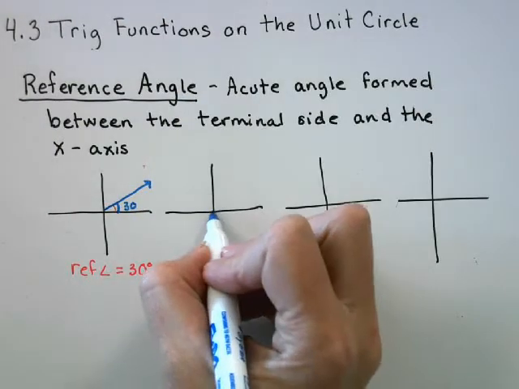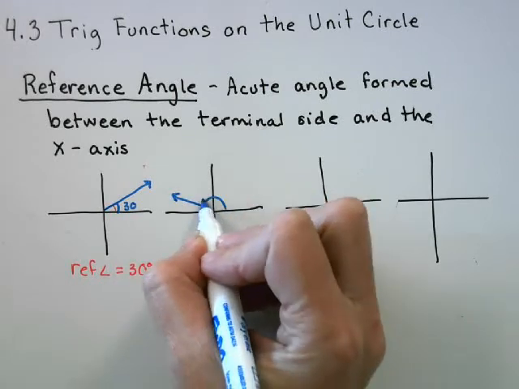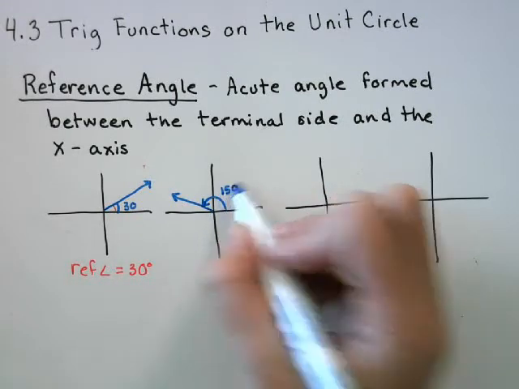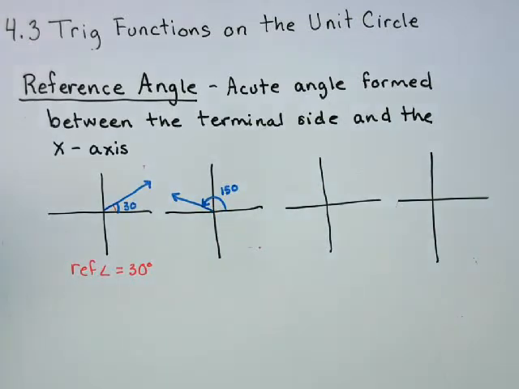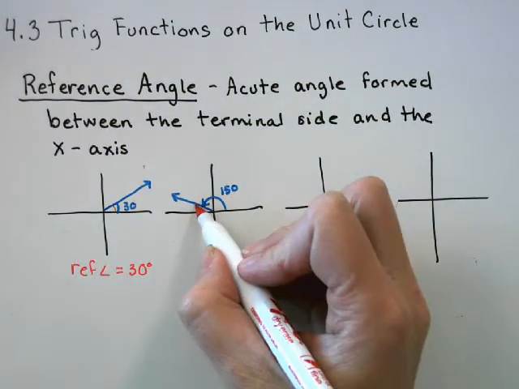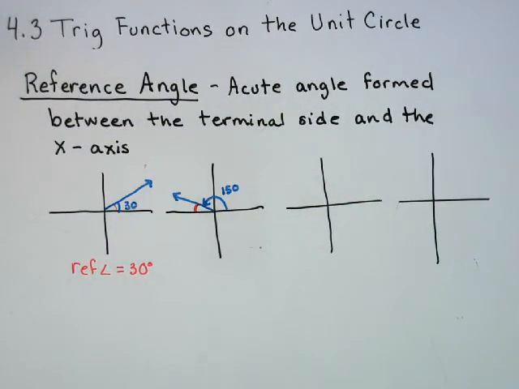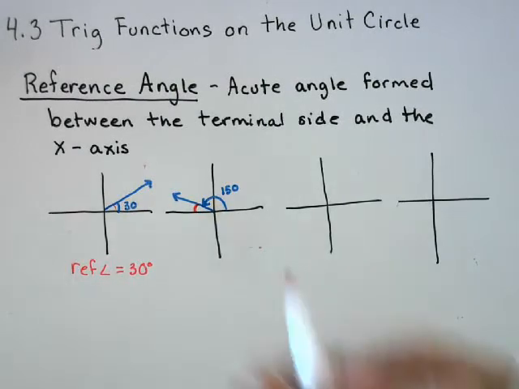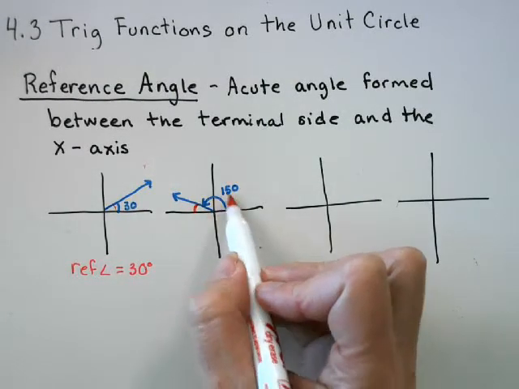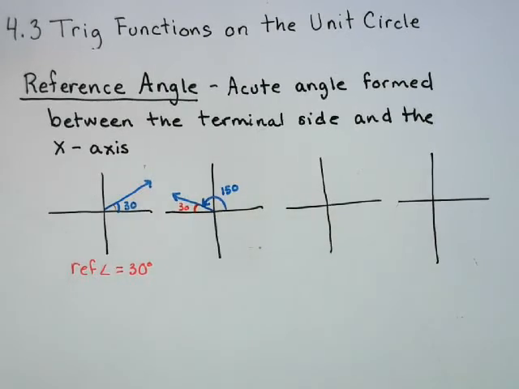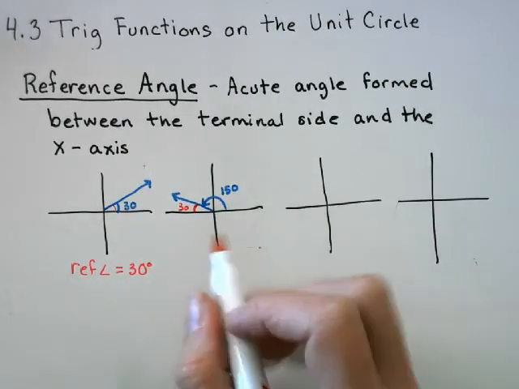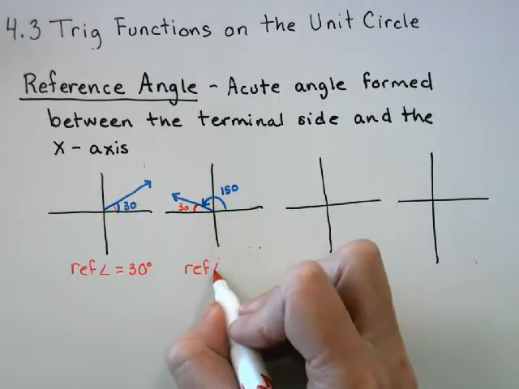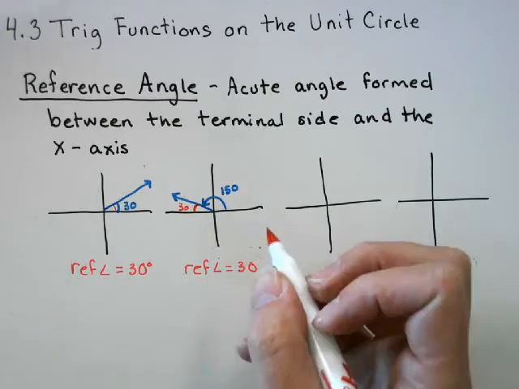Next angle I'm going to draw in the second quadrant is going to be 150 degrees. The reference angle is the angle formed between the x-axis and the angle. So this angle here. Well, if this is 150, that angle is going to be 30. So this one's reference angle is also 30.